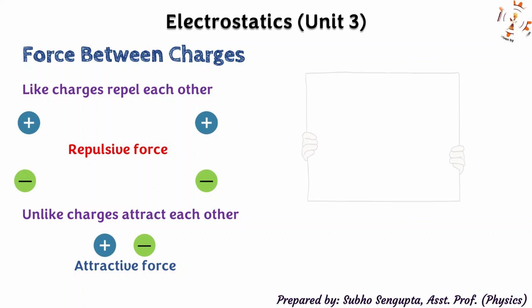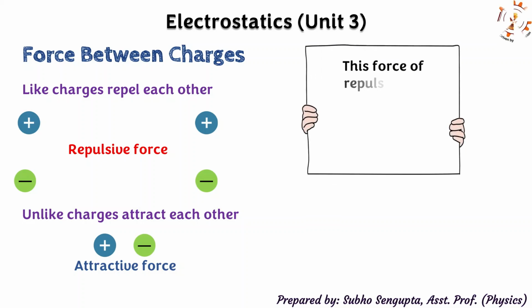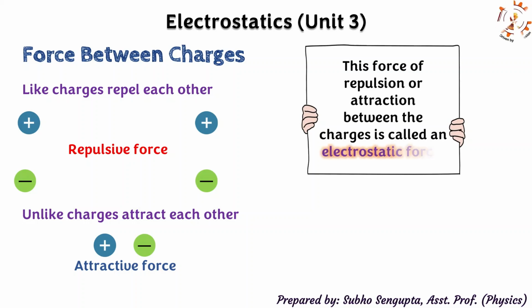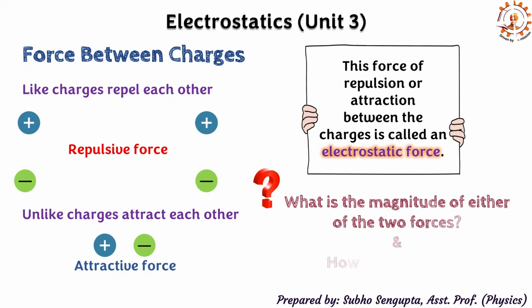Remember, this force of repulsion or attraction between the charged particles is called an electrostatic force. This force is due to the charge properties of the particles. Now the immediate questions that arise here are, how much repulsive or attractive force exists between the charged particles? Which means, what is the magnitude of either of the two forces? And how can we calculate it? Let me explain.